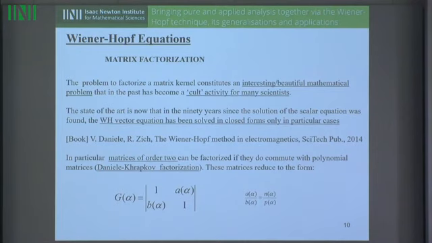In particular, below I report the matrix factorization of order 2 in the case of Daniele Krapkov factorization, and this is when the matrix commutes with polynomial matrices. Here is the form of Daniele Krapkov matrices, where A and B, when you make the division A over B, you get polynomials and polynomial P.